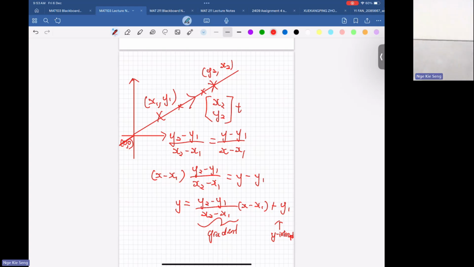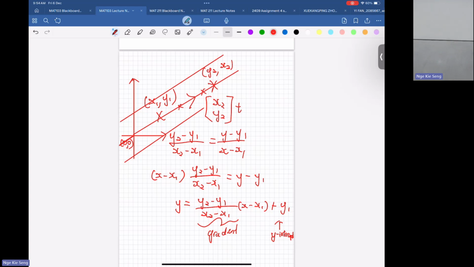But there are a lot of lines with this vector direction. For example, I can draw a parallel line with the same direction here. But how to determine which line is which?